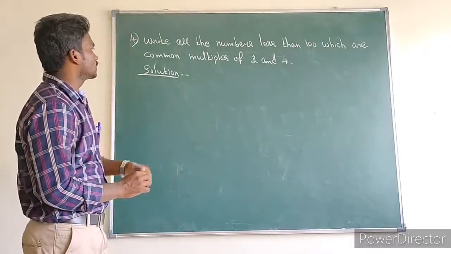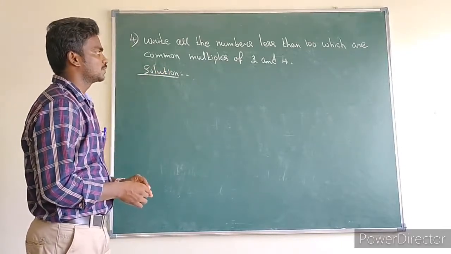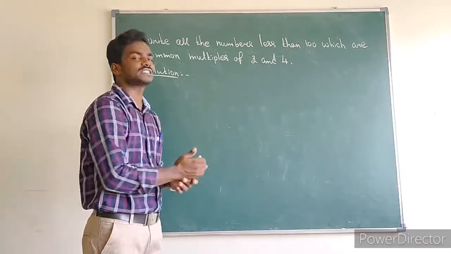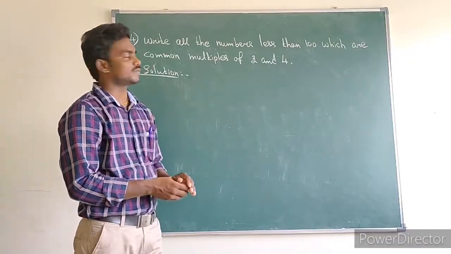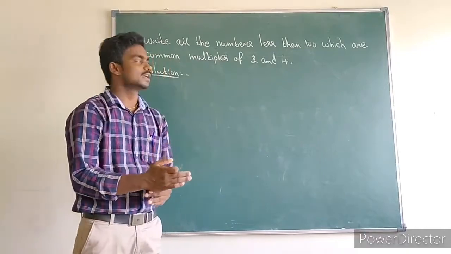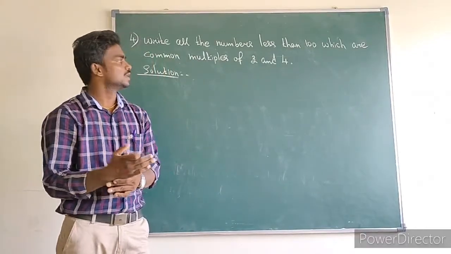So the fourth question: write all the numbers less than 100 which are common multiples of 3 and 4. That means we want to find the common multiples of 3 and 4 which are less than 100. So how to find this? First we find the multiples of 3. Next we find the multiples of 4. Thereafter we find the common multiples of 3 and 4 that are less than 100.